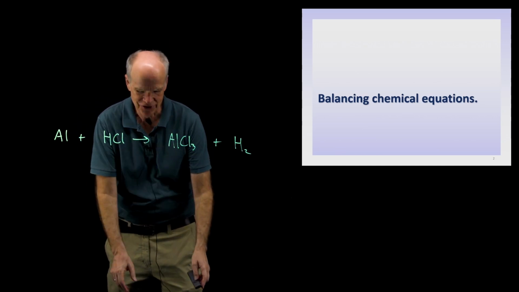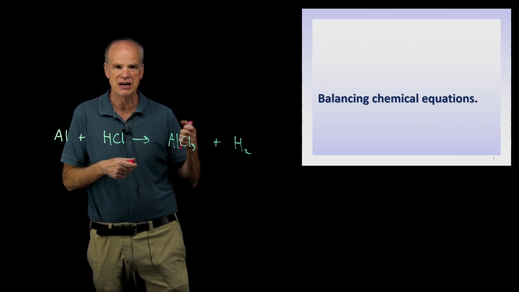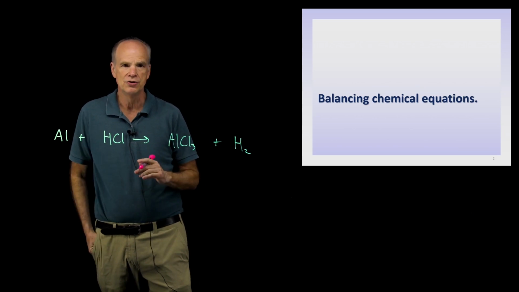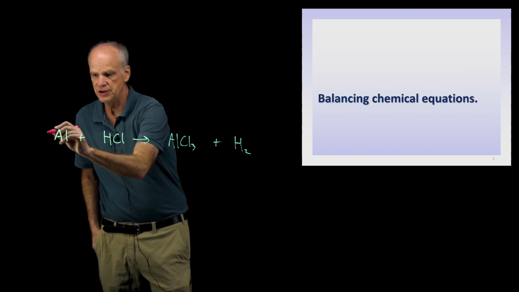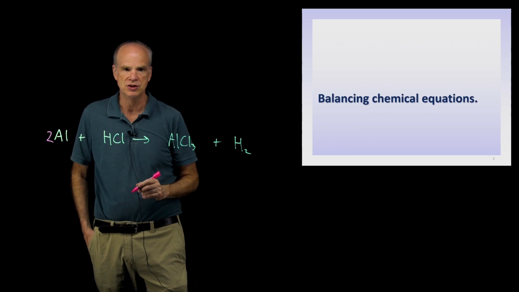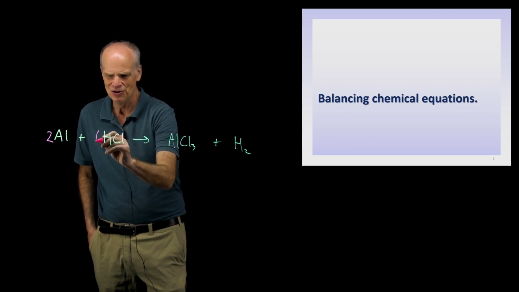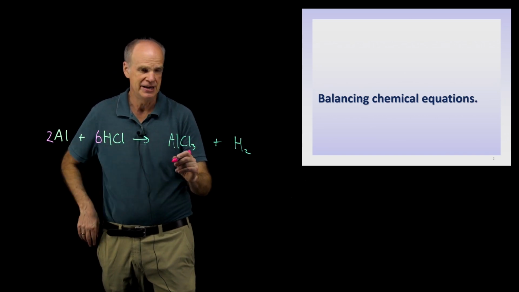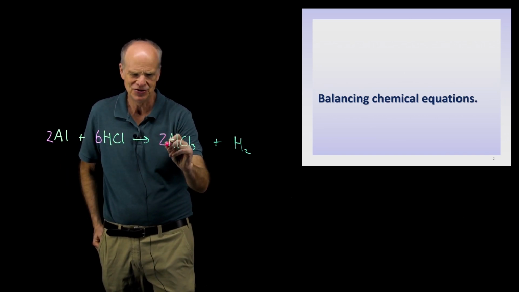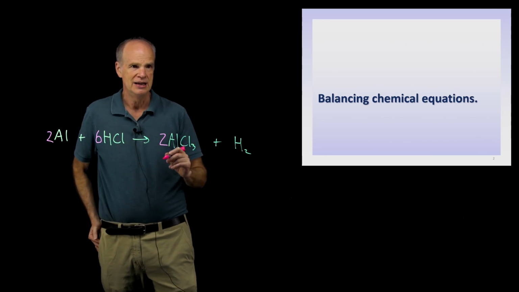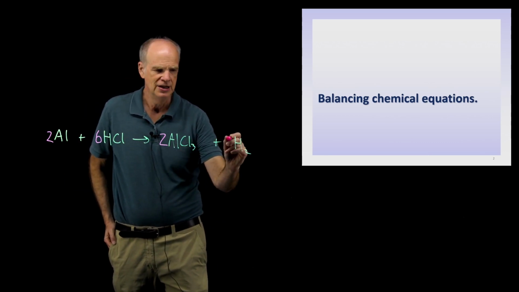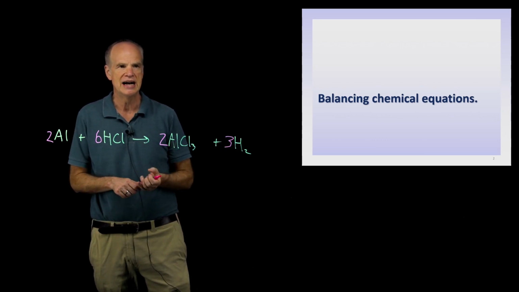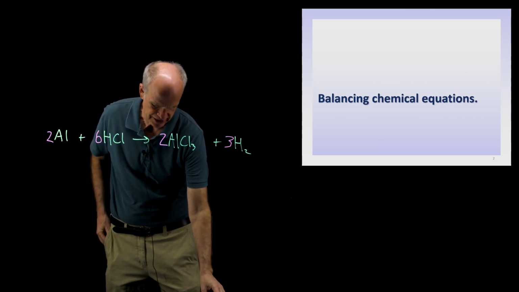So eventually, what I'll teach you is how to make that happen by adding coefficients to this chemical equation. You'll have to put a coefficient 2 in front of aluminum, and a coefficient of 6 in front of this molecule, which is hydrochloric acid. Then you'll put a 2 in front of aluminum chloride. And finally, to completely balance the equation, you're going to have to put a 3 in front of H2, which is hydrogen gas. So I'll show you how to do that later.